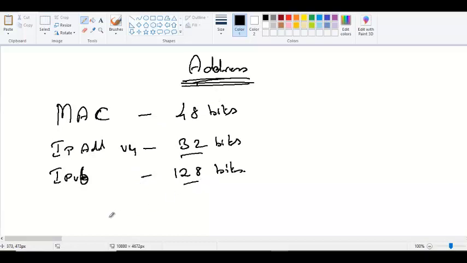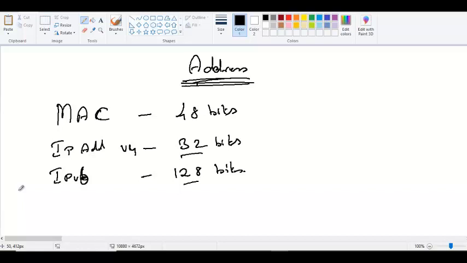Now, apart from this, we also... Brother, one doubt. Is IPv6 already in use, or is it going to be used in future? It's a good question.